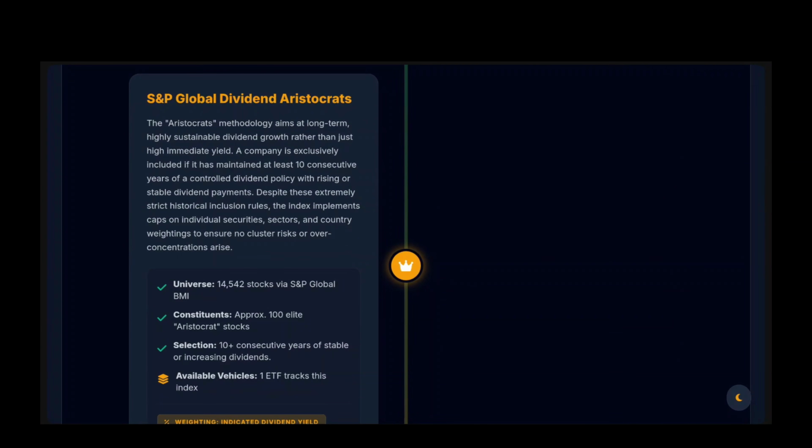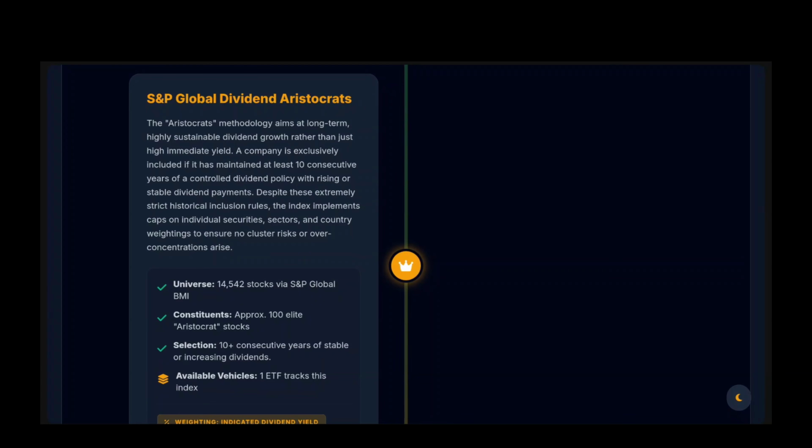If we then look at the S&P Global Dividend Aristocrats, the Aristocrats methodology aims at long-term, high sustainable dividend growth rather than just high immediate yield. So a company is exclusively included if it has maintained at least 10 consecutive years of a controlled dividend policy with rising or stable dividend payments. Despite these extremely strict historical inclusion rules, the index implements caps on individual securities, sectors, and country weightings to ensure no cluster risk or over concentration arises.